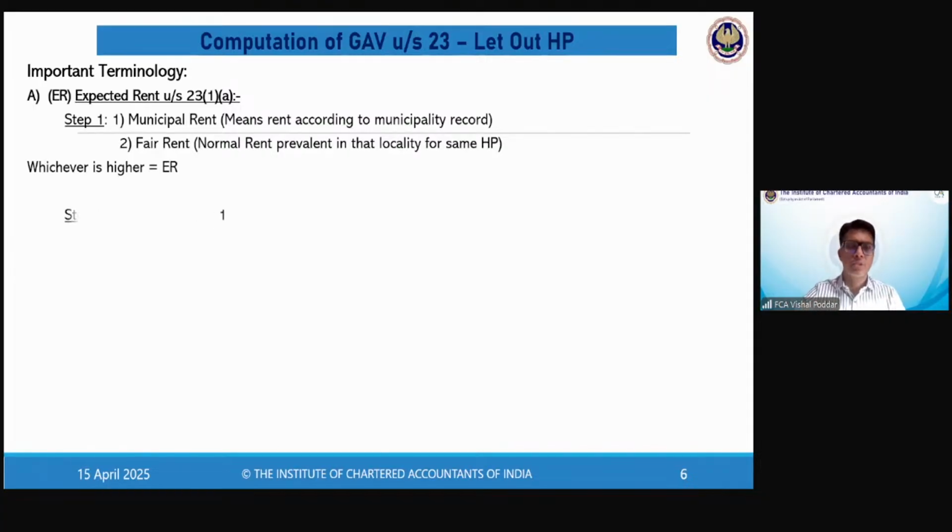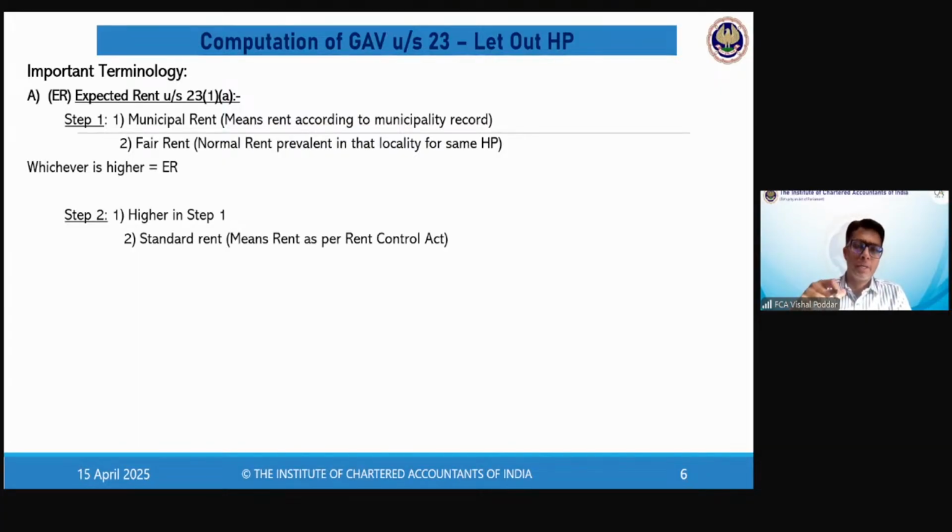Now, after this, check whether the Rent Control Act is applicable. The Rent Control Act is today not applicable to a major part of India. It is limited to very few cities, not even states. So there is a high probability that in a real-life scenario you will not have this figure, which is called the standard rent, because this is the figure given by the Rent Control Act. Now, if there is a standard rent, then whatever was the higher value in step one, compare it with the standard rent, and your final answer will be the lower of these two values. This is finally your expected rent.